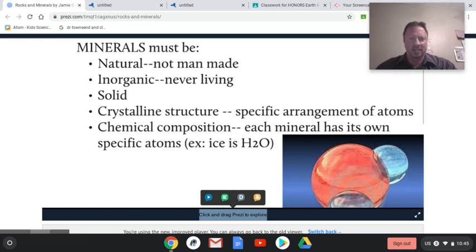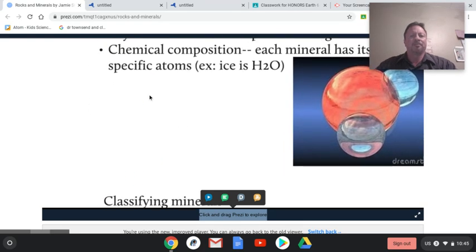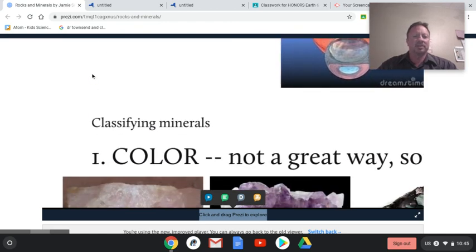Composition, meaning what is it made out of? Ice is made of H2O, all right? That'd be the chemical composition of ice. And ice is a mineral, by the way. It does satisfy all 5, right? It is natural, it was never living, it is solid. It has a specific arrangement of atoms. And the chemical composition. Now, once you know it's a mineral, we can classify it several ways.